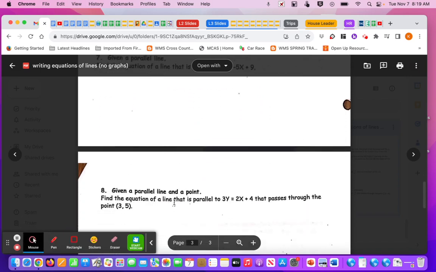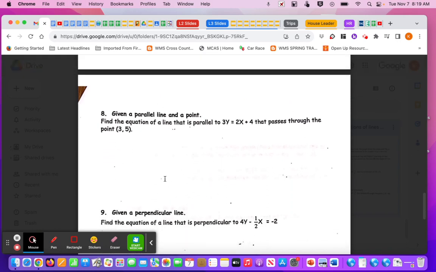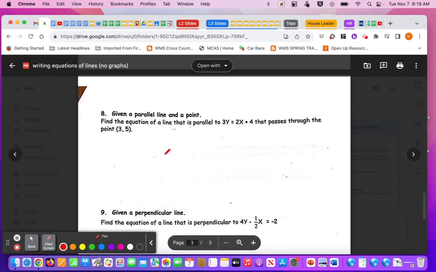Let's try number 8. This one's a little harder, and I just want you to think about it. What you need to do is, again, we're looking for a line that is parallel, and it has to pass through this point right here. This time I can't say the slope is 2 because this equation is not in slope-intercept form. The y is not by itself. So you need to divide both sides by 3 to make sure that we get this in slope-intercept form. I've said it a million times. This goes to both. Don't forget, goes to both. And by doing that, I find out that my slope has to be 2/3.